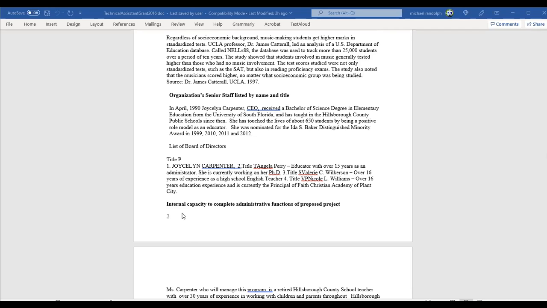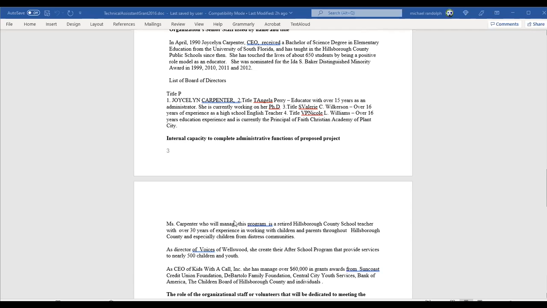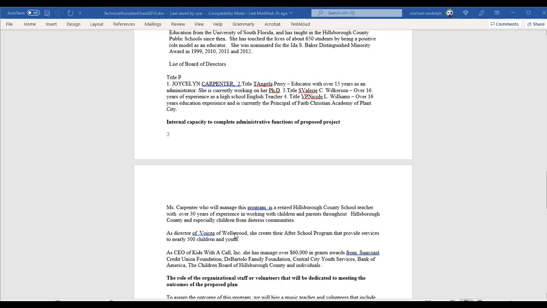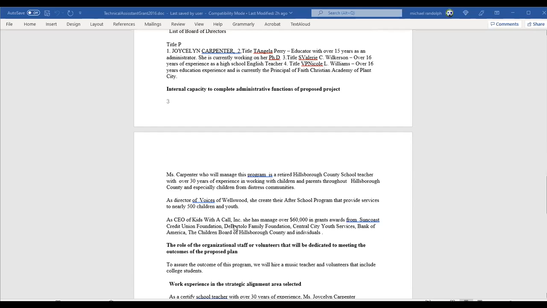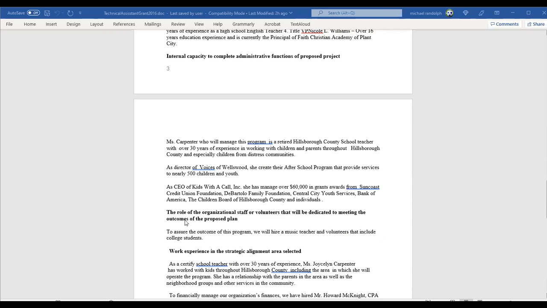Then you talk about your internal capacity to administrate the program. This is when she talked about her background. Nate, you and your wife, this is when y'all begin to talk about your background. Now, the other thing she talked about is that she also planned to bring in volunteers. So you're also going to talk about that in your proposal.